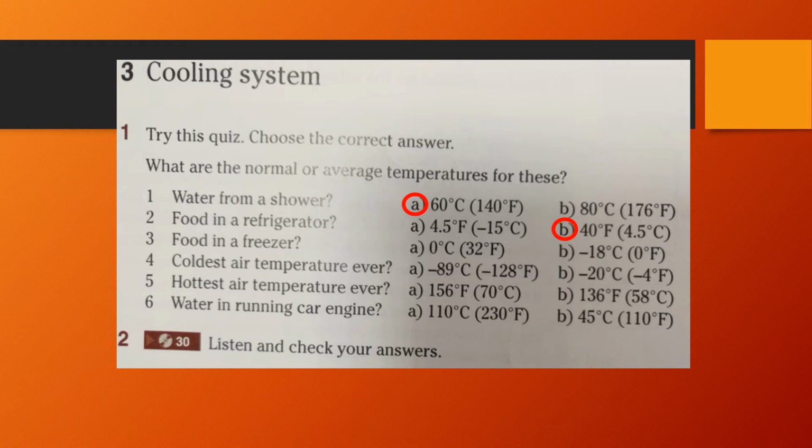Okay, now after listening, let's check the answers. What is the answer for number 3? Excellent, it's B. What about 4? Yes, it's A. 5. B. And finally 6. It's A. Very good.